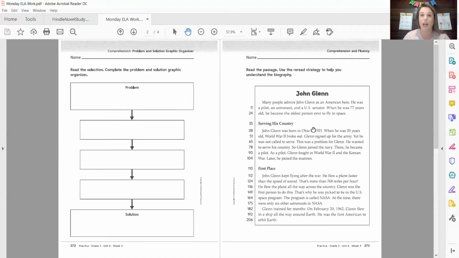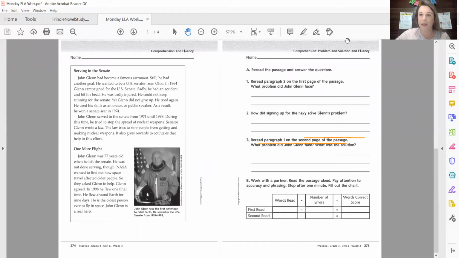And when you reread it, you will have noticed that his problem was that Glenn signed up for the Army, yet he was not called to serve. This was a problem for Glenn. World War II broke out. He joined the Army and he wanted to serve, but they didn't call him to serve for World War II. So that was a problem for him. So let's go back to the question and write that down.